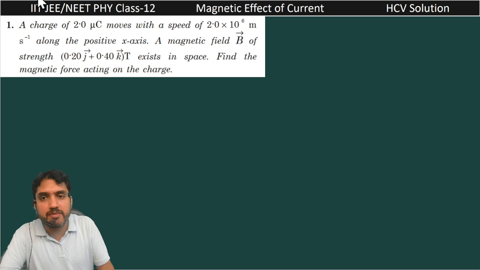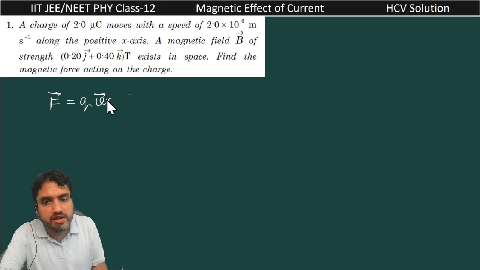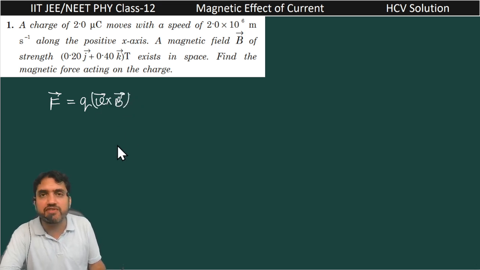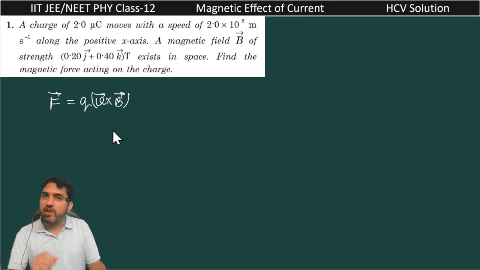So here for the magnetic force, we can use the formula directly. This force vector is equal to q v vector cross B vector. It is in the direction of the cross product of velocity vector and magnetic field vector.